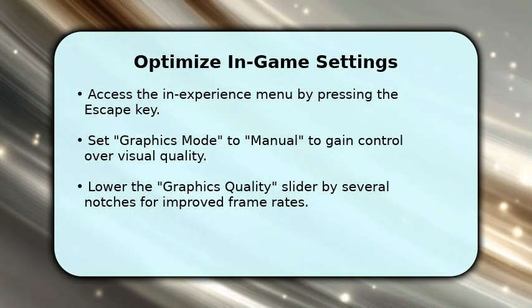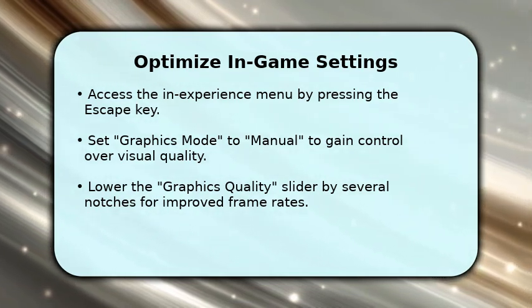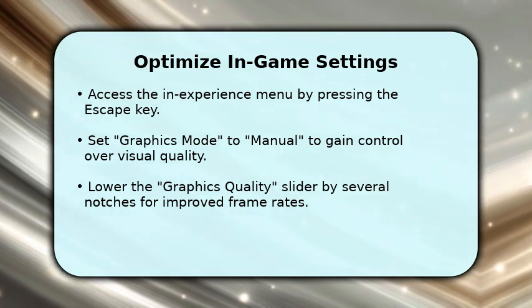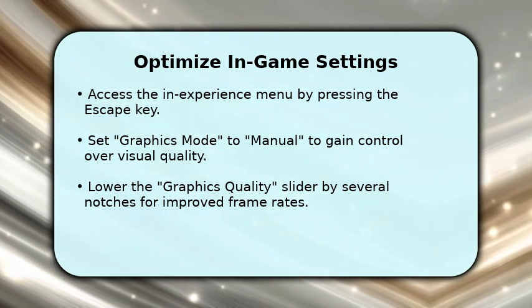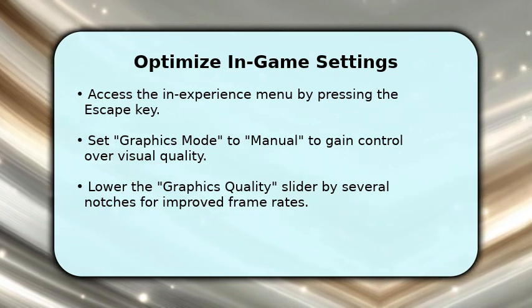Now, let's adjust Roblox's in-game settings for smoother gameplay. Press the Escape key to open the Experience menu. Navigate to the settings and locate the Graphics section. Here, change the graphics mode to Manual. Then, significantly lower the graphics quality slider by several notches.